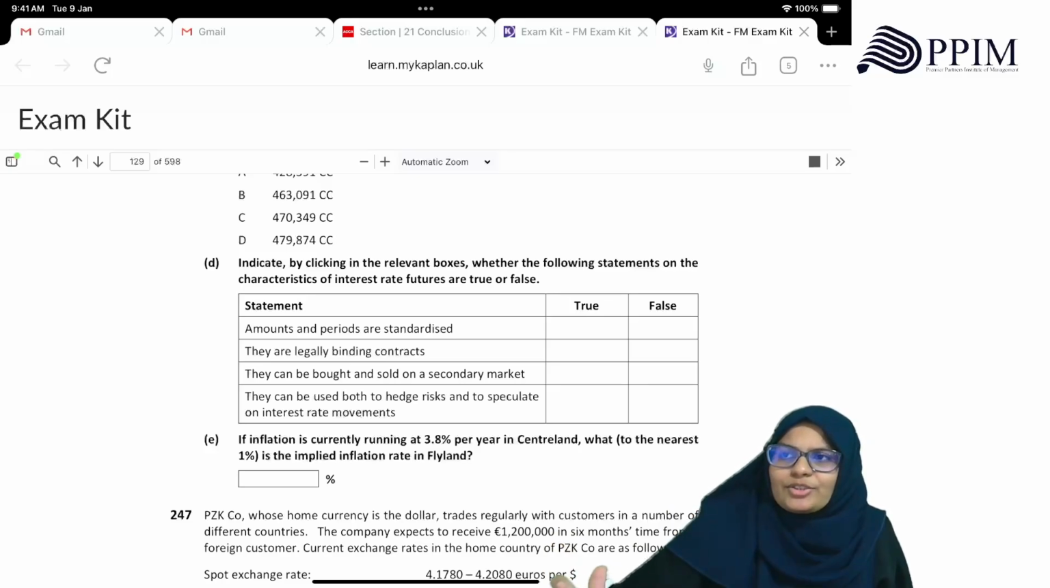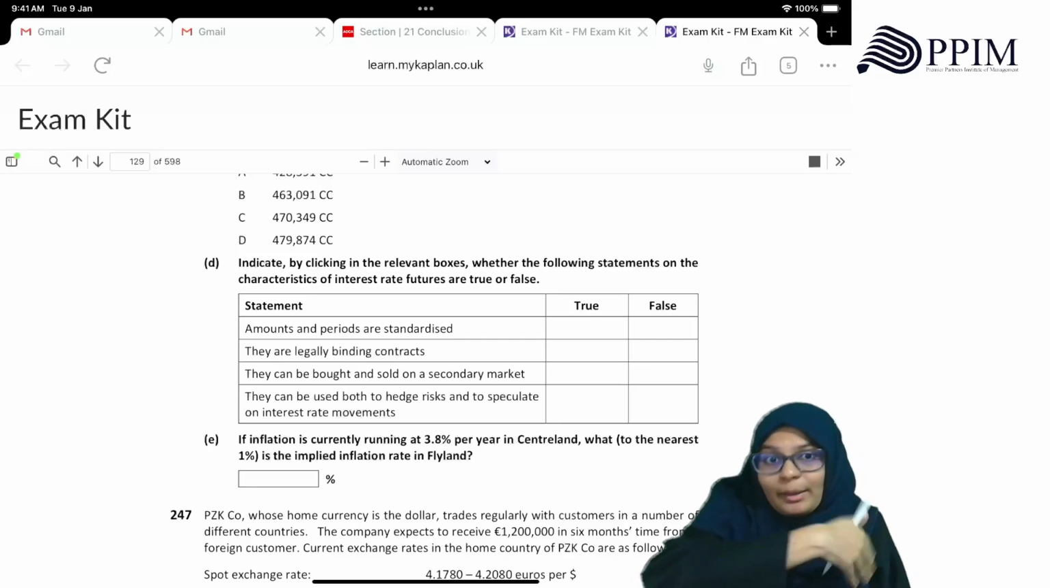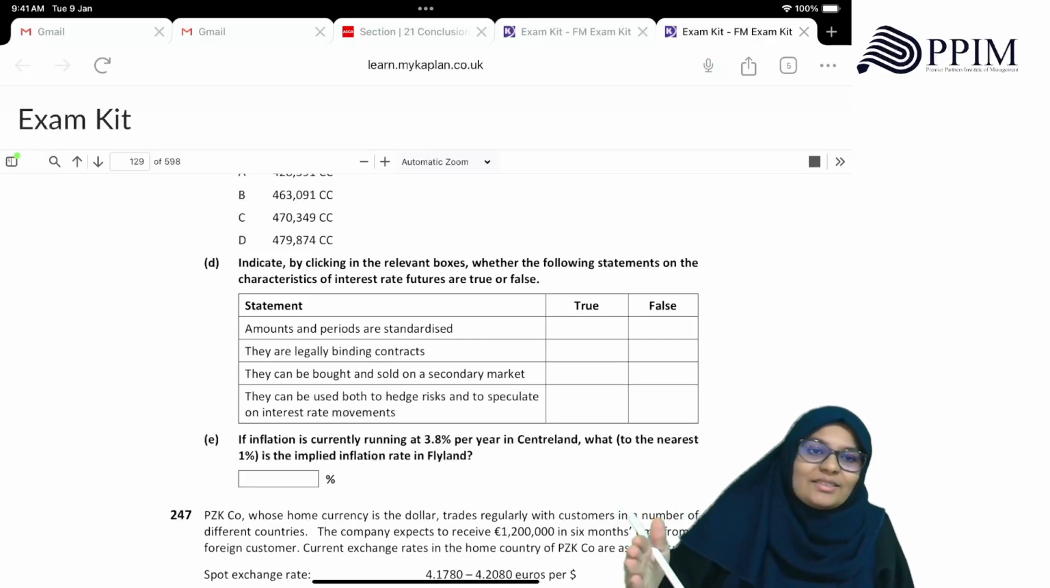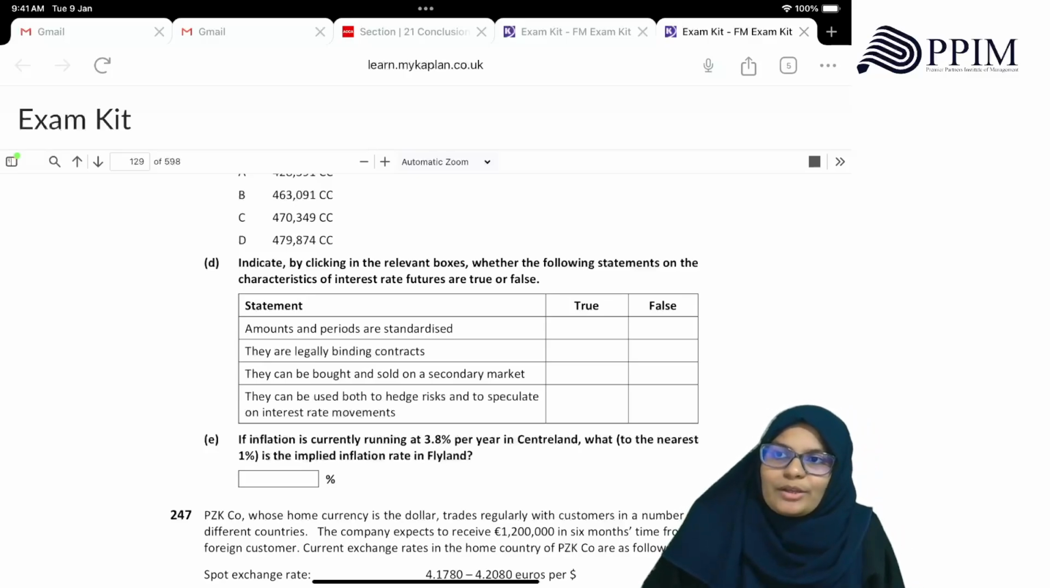They can be bought and sold on a secondary market. It's true, right? Primary market means new securities like shares. The company is issuing a loan note. This is not like that. If you want, you can buy it from somebody who has already bought a future also. So secondary markets is where you trade futures. They can be used both to hedge risks and to speculate on interest rate movements.